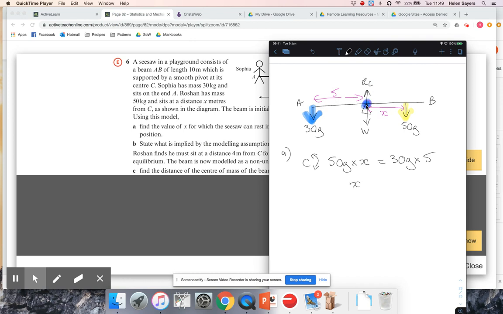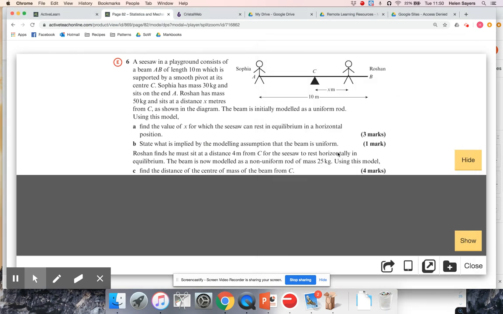So X is going to be 150g divided by 50g. So X is going to be 3 meters. Okay, and that seems to make sense. So the distance from the centre to B is 5 meters. So he's going to sit 3 meters away from C. That seems okay to me.